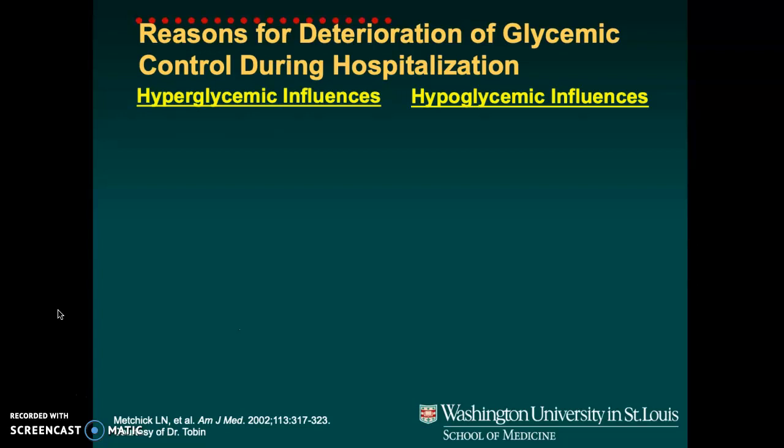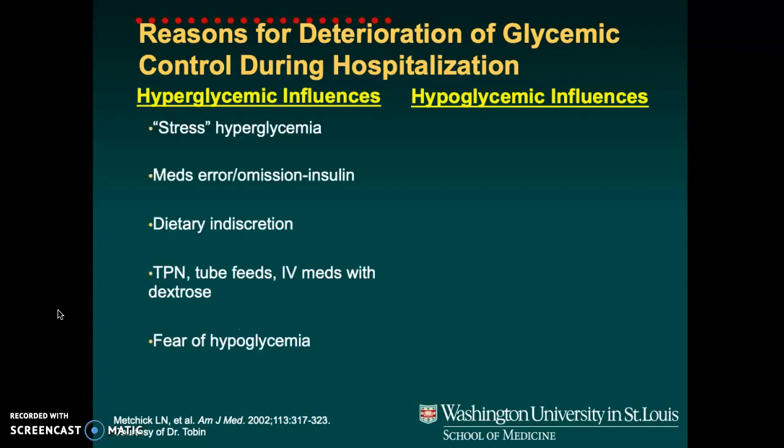Let's briefly review some of the reasons that a patient might be hyperglycemic or hypoglycemic in the hospital. In terms of hyperglycemia, some things we talked about: stress-induced hyperglycemia, actual medical errors, changes with diet or snacking during the day. Patients sometimes have a fear of hypoglycemia, or if it's something we're doing, like giving them steroids.